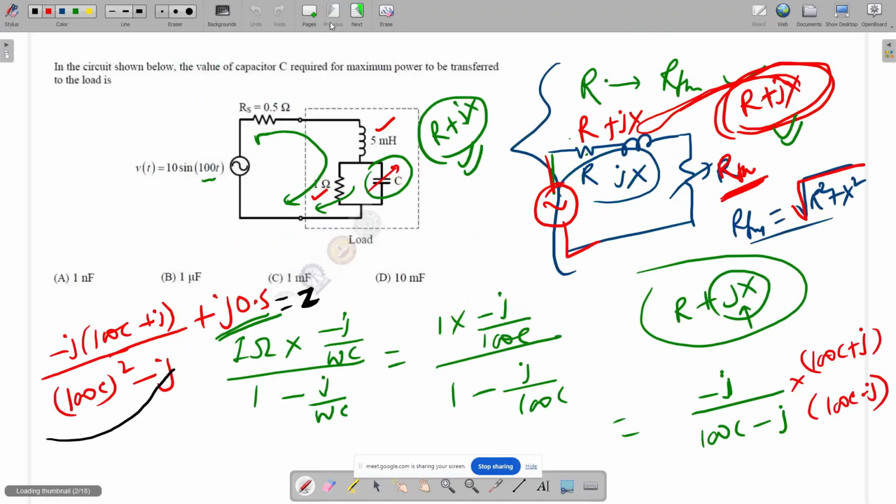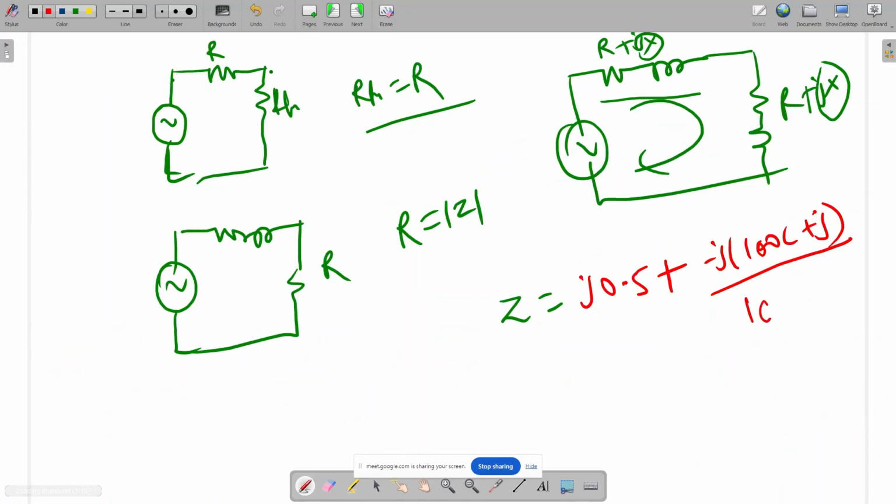(100C) square minus... this will be A plus B, A minus B, so it will be plus 1. This will be (100C) square plus 1. (100C minus j) into (100C plus j). So it will be A square minus B square, so it will be (100C) whole square plus 1. This will be the total impedance. So what will the reactive part be? The reactive part will be j 0.5 minus j.